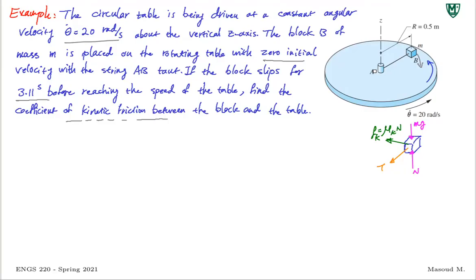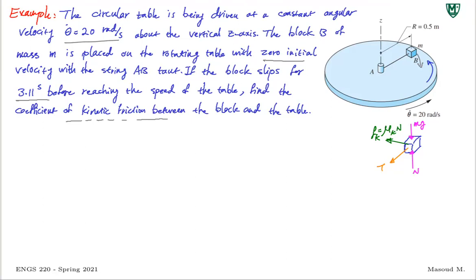The relative motion between the block and this rotating table is, since the table is going counterclockwise, the relative motion between the block and the table would be clockwise. As a result, the friction is in the opposite direction. Friction is always in the opposite direction of the motion. All right.